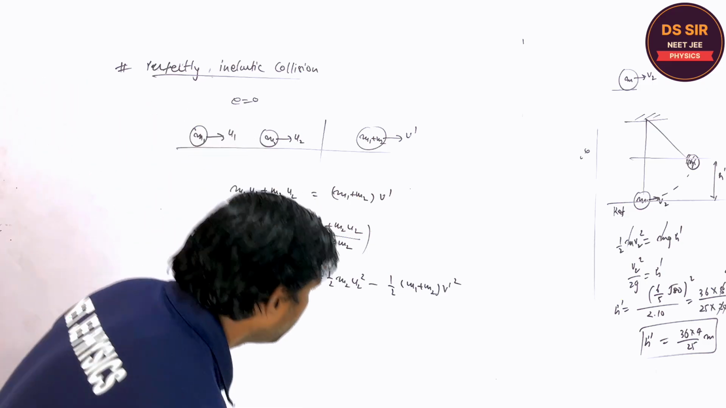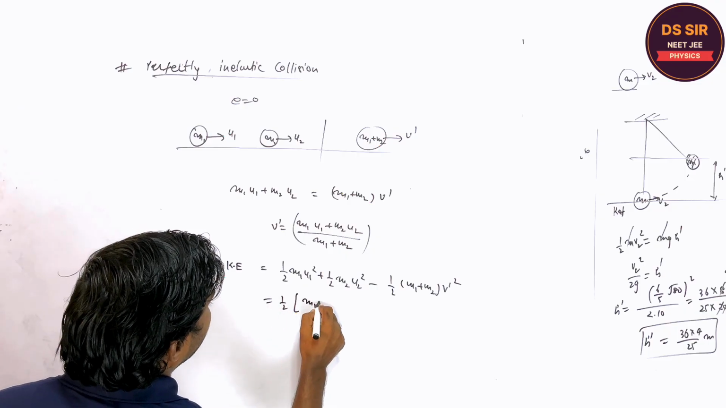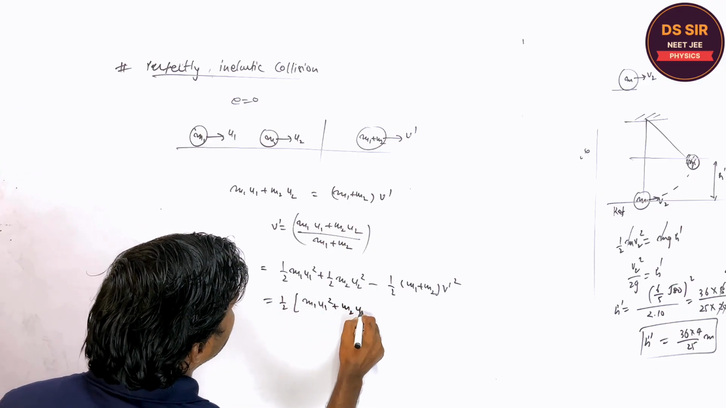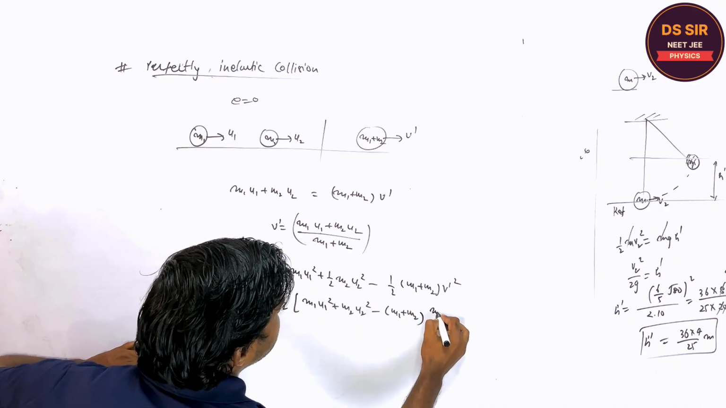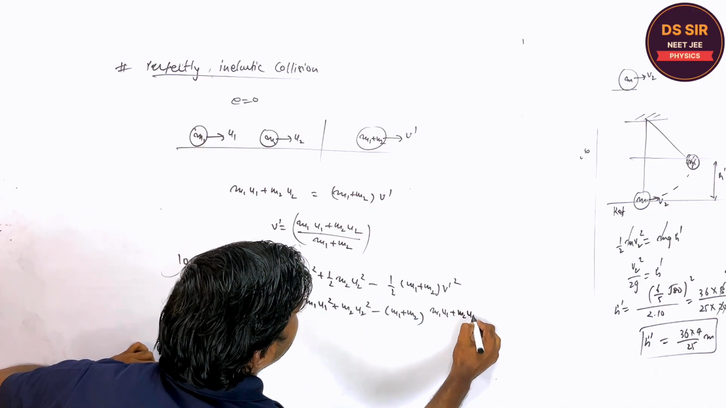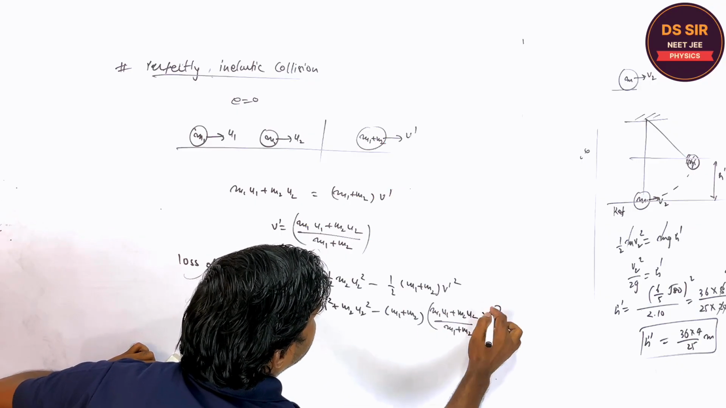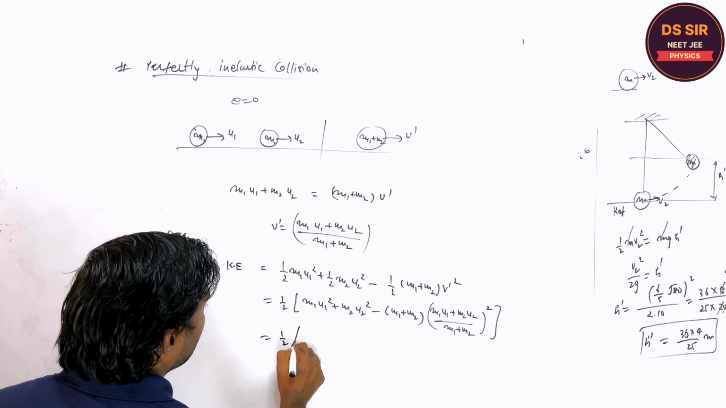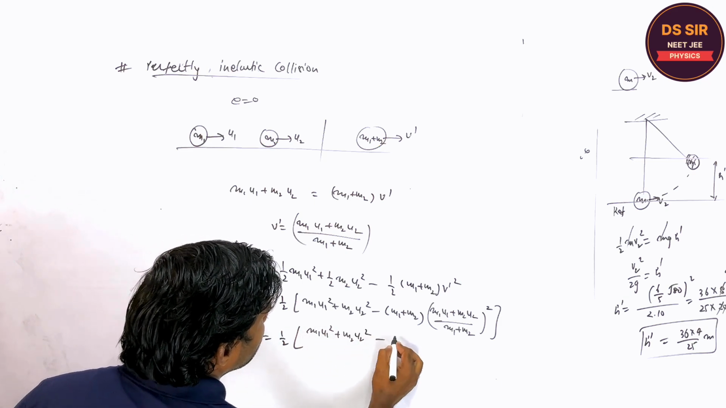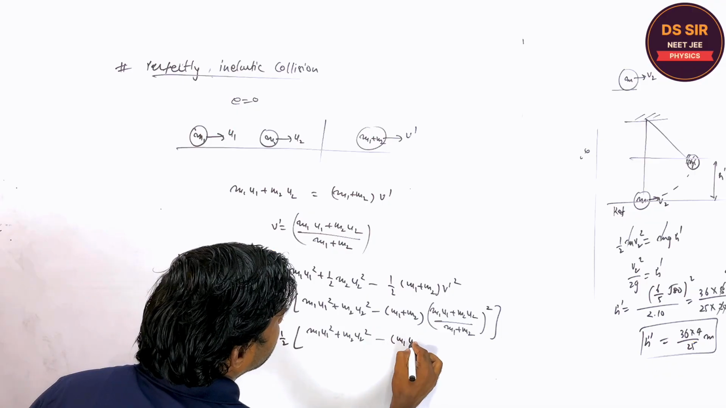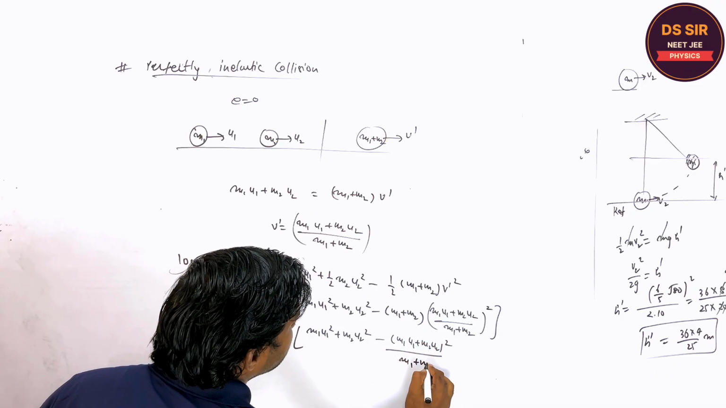So you can put the value of v dash over here. The half is common: m1 u1 square plus m2 u2 square minus (m1 plus m2) times v dash square, and v dash is (m1 u1 plus m2 u2) upon (m1 plus m2). So this is equal to half [m1 u1 square plus m2 u2 square] minus (m1 u1 plus m2 u2) whole square upon m1 plus m2.